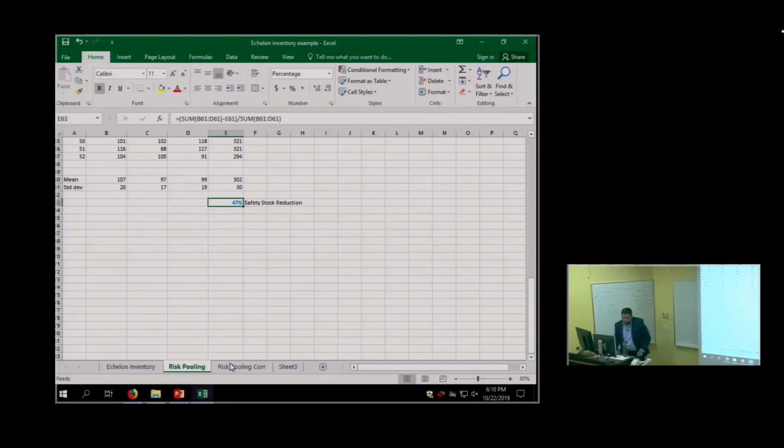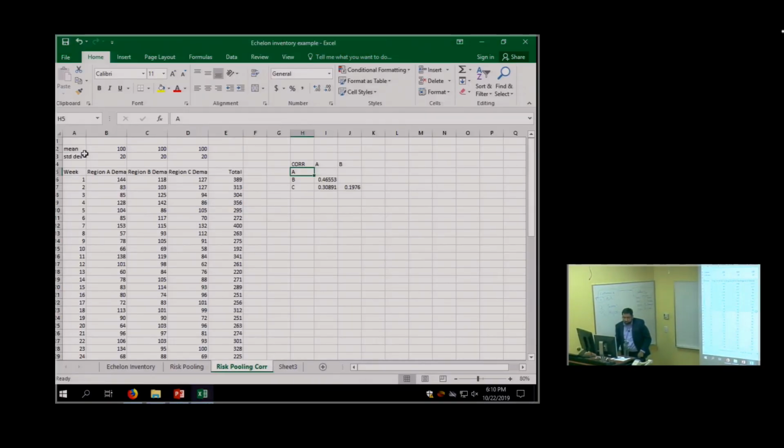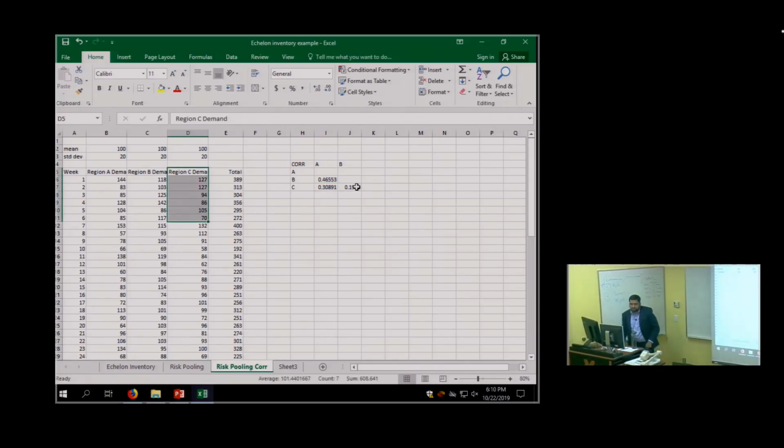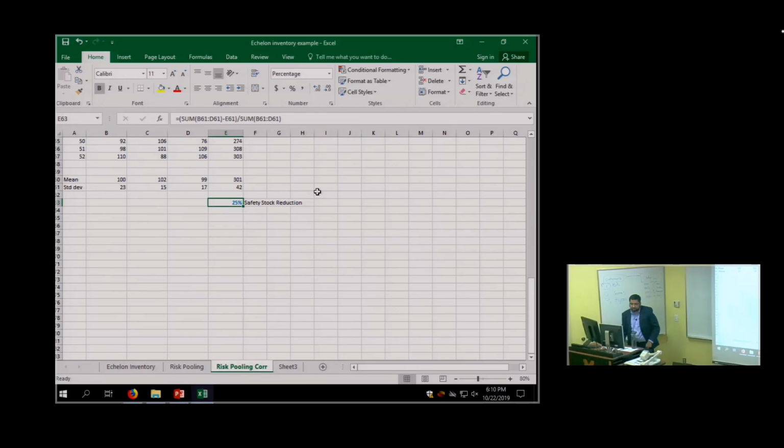So you have the same example here, except that the first three columns are correlated. These are the correlations. So region A and region B have a correlation of 0.46. Region A and region C have a correlation of 0.3. Region B and C have a correlation of 0.19. When you do the correlation, you see the safety stock reduction is only 25%, whereas here it was 47%. So the benefit from centralization reduced, but still there is a benefit.